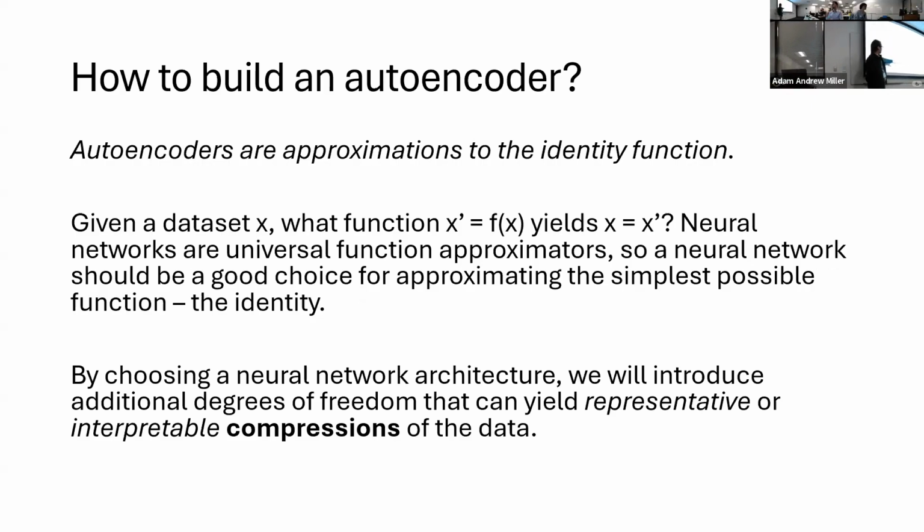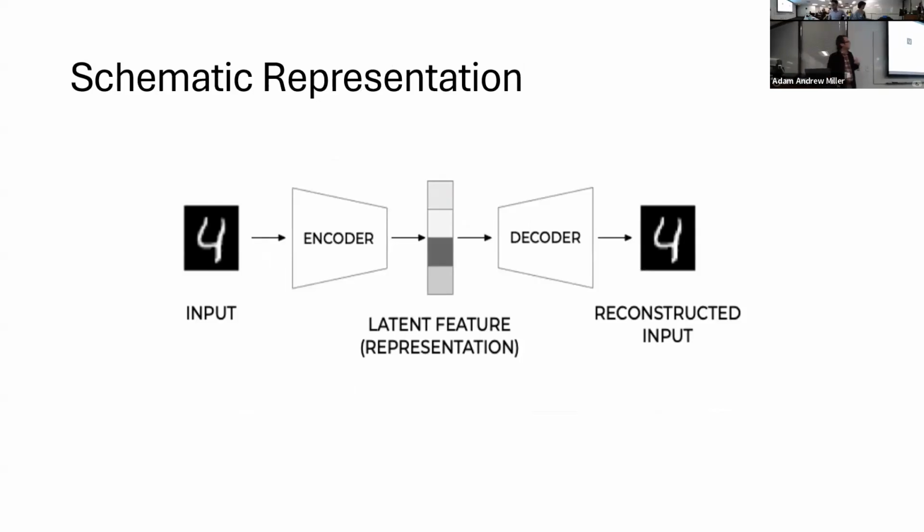When we build our neural network architecture, we're encoding some additional degrees of freedom that we hope will yield some sort of representative or interpretable compression of the data, which is what the latent space is going to be. Okay, some schematics. Say I'm looking at a set of images of handwritten digits. That's my input. I'm going to have something that I call an encoder. It's going to give me a latent space. Then I'm going to define something called a decoder that takes this latent space and gives me the image back. Again, there are lots of different choices that you can implement for what the encoder and the decoder look like, but this is the overall conceptual framework that you want to plug into.